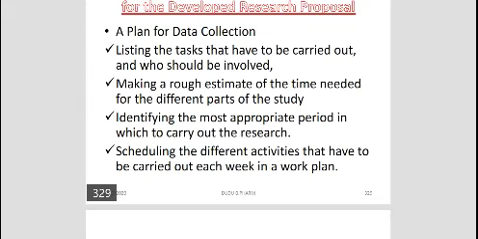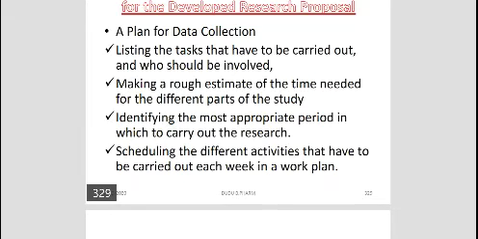But when we say identifying the most appropriate period in which to carry out the research, it depends on the research design. Maybe there are environmental factors needed, or season, or climatic conditions. So identifying the most appropriate period depends on the research design. I think this is clear to everyone.